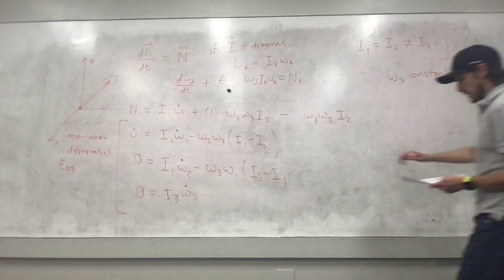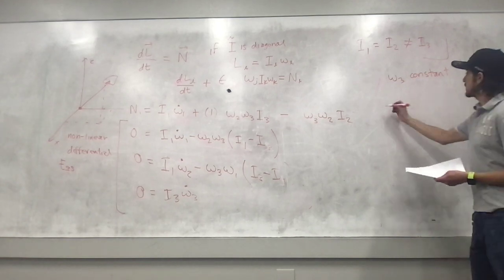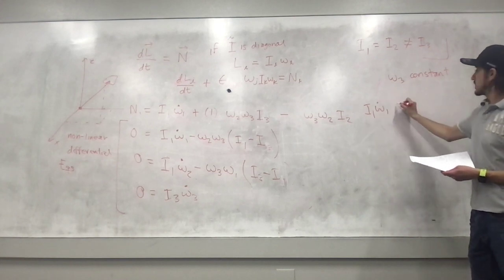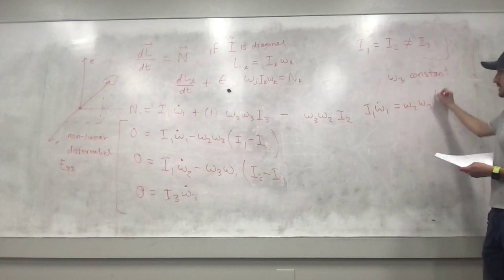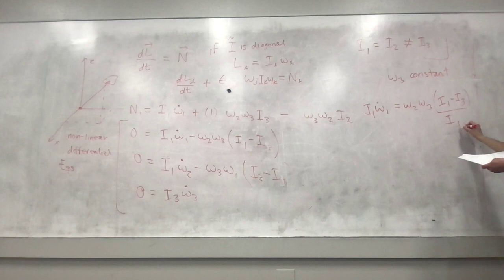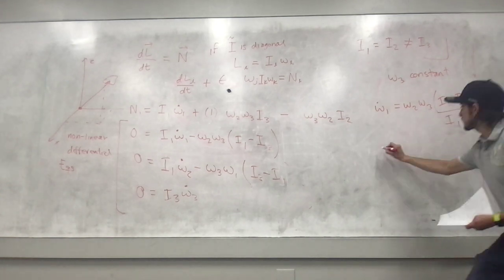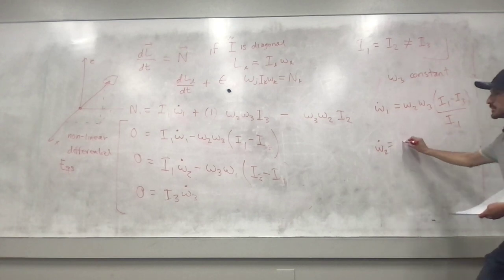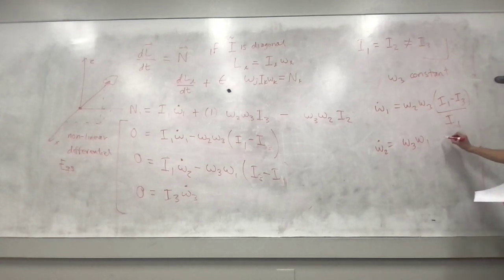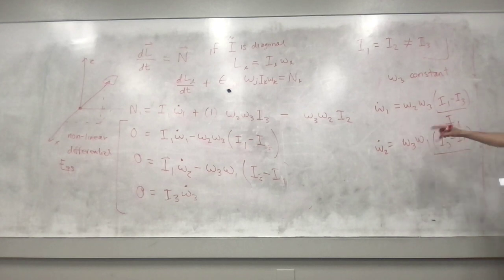So this one over here will be omega 1. I want omega 1 dot equals omega 2, omega 3, I1 minus I3. And we can move the I1 over here. And we can do the same thing with omega 2. So it will be omega 3 omega 1, I mean I3 minus I1 divided by I1.